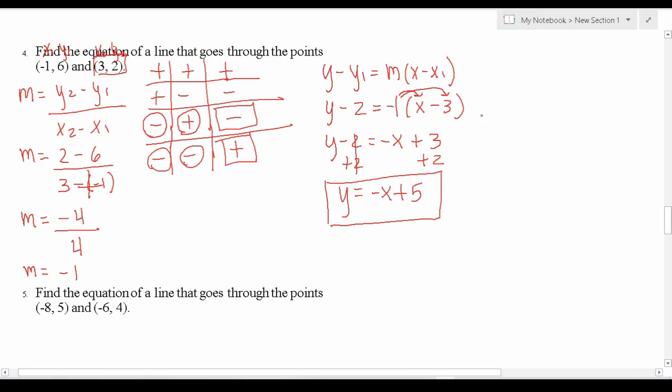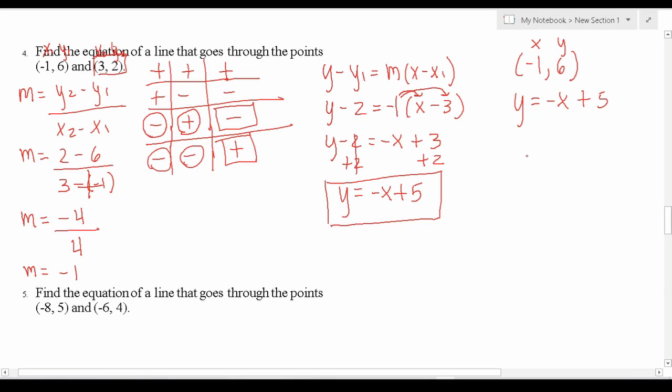That said, it's always a good idea to check your work. And to do so, you can take one of the ordered pairs and plug it into the equation that you came up with. Since I used 3, 2 over here, I'm going to use the other one. So I'm going to use negative 1, 6 and plug that in. And again, we're plugging it into the equation y equals negative x plus 5. Again, this is our x and this is our y. And if this makes a true statement, we know our equation works.